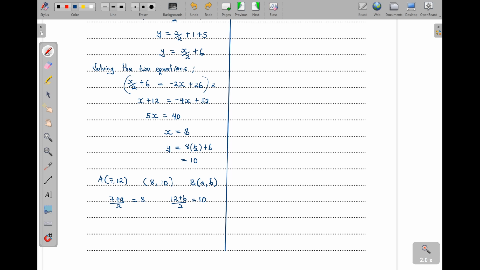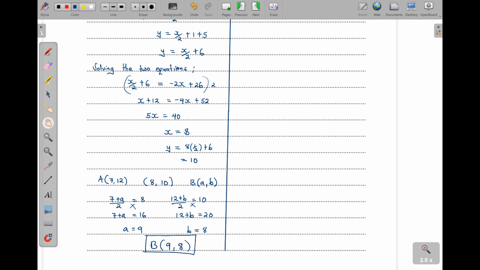Now, you cross multiply here and also here. So we shall get 7 plus a is equal to 16. Here we shall have 12 plus b is equal to 20. So meaning here a is going to be 16 minus 7, that gives us 9. And then 20 minus 12, that will give us 8. So meaning the coordinates of B will be (9, 8).